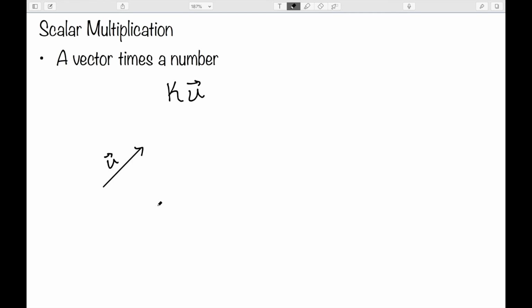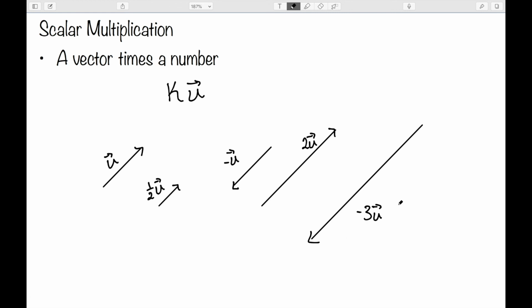As an example, let's consider this vector here, which is u. 1/2 u would then cut the length of the vector in half. Negative u would change the direction of the vector. It would keep the length, but it would move the arrow to the opposite end. 2 times u would double the length of the vector. Negative 3u would make the vector 3 times as long and in the opposite direction.